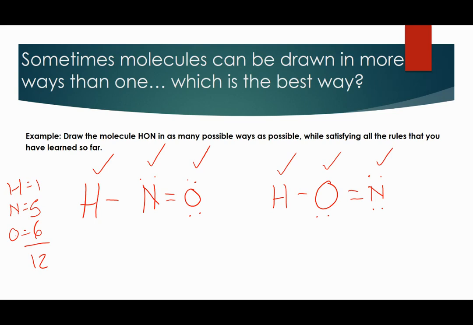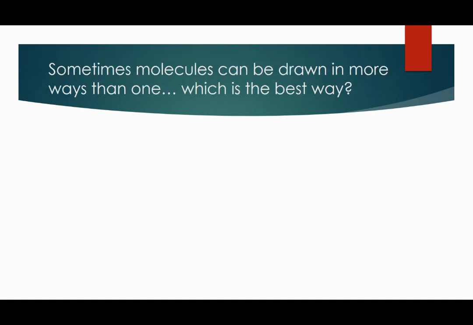What we're going to look at today is which one is actually the more correct version. If you're asked to draw out the molecule of HON in its Lewis structure, which one would you actually want to use? Sometimes molecules can be drawn in more than one way, as we just looked at. So the ultimate question is, how do we know which is the best way to do it? This is looking at something new known as formal charge. You're probably asking yourself, what does that even mean? Well, we're going to look at what formal charge is.